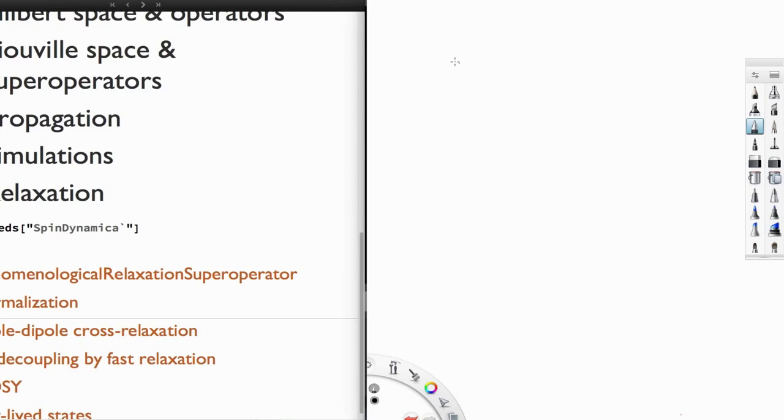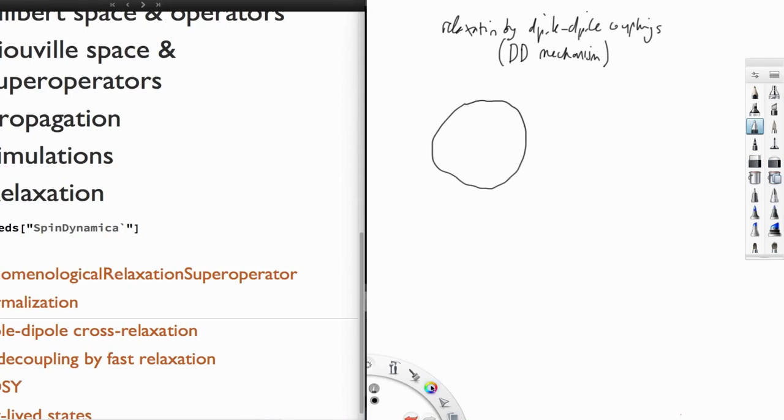And this is the situation which is common in NMR in solution, where the dominant relaxation mechanism is caused by dipole-dipole couplings. In other words, the DD relaxation mechanism. Now, the physical basis of this mechanism is pretty easy to understand, at least qualitatively.